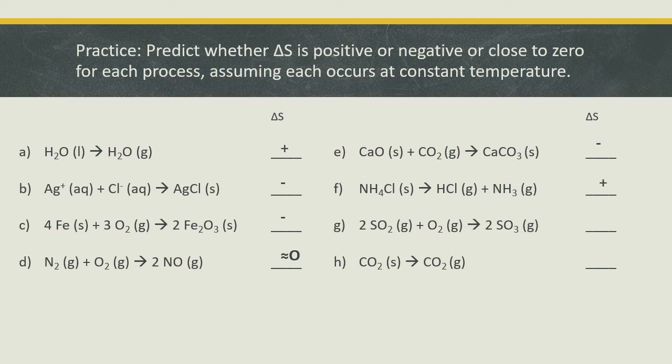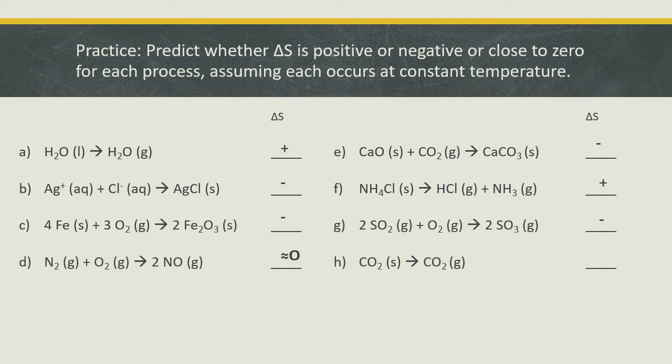Part G, we've got gases across the board. So we've got 2 moles of gas in the SO2, 1 mole of gas in the oxygen. So that's 3 total moles of reactants. We're forming 2 in the product. So we're decreasing our amount of moles, fewer particles, so that's going to be less arrangements, so that should be a negative.